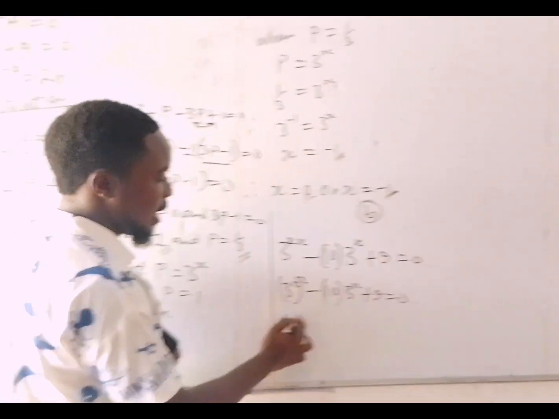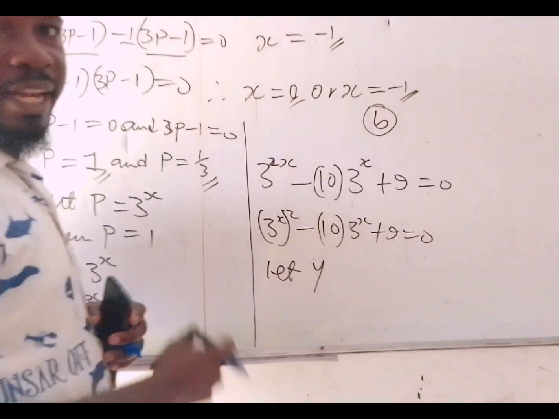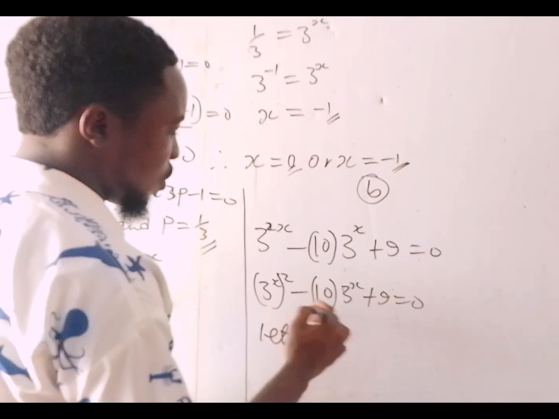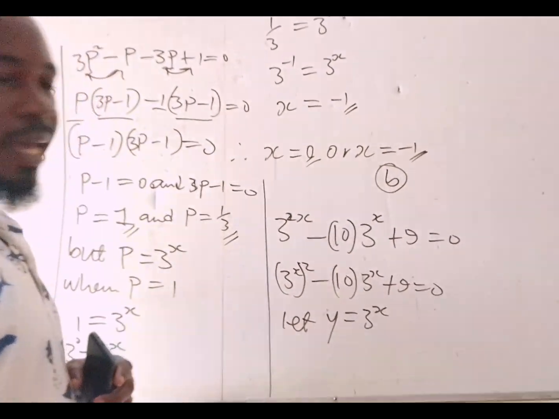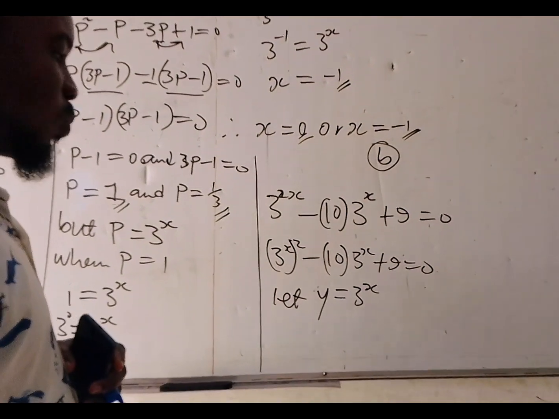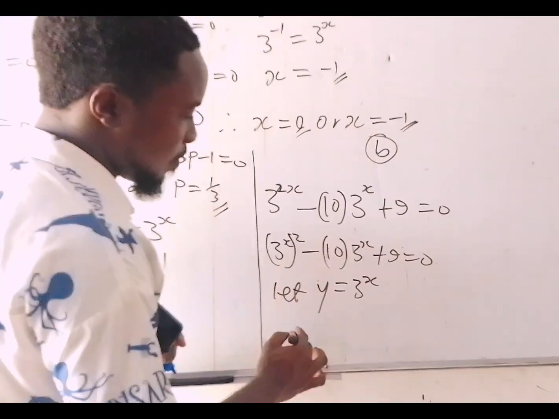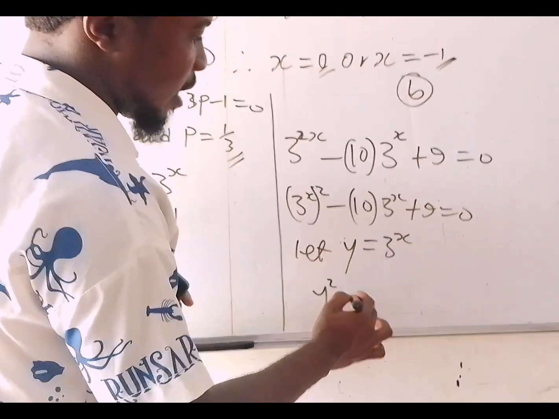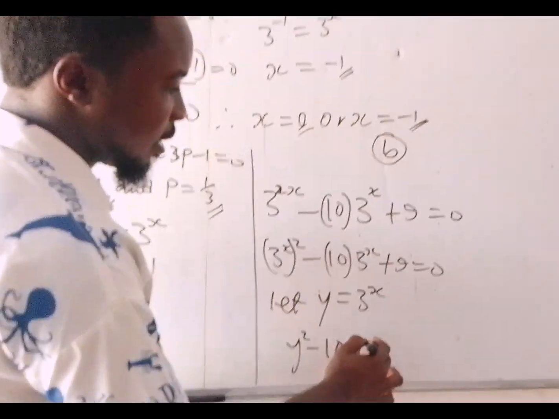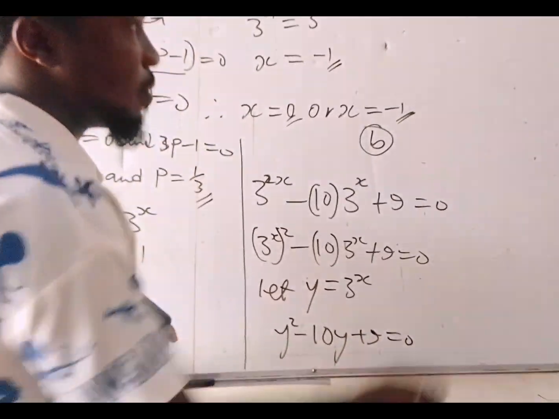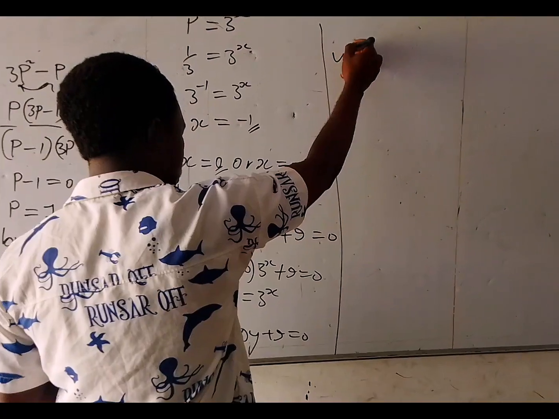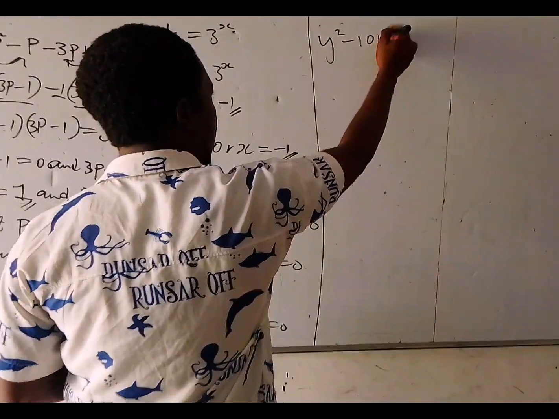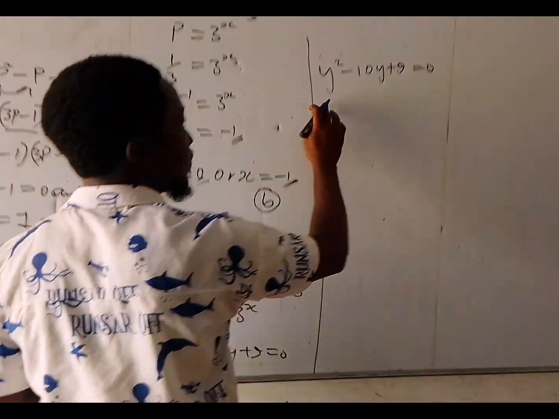So let's use y now instead of p. Let y equal to 3 raised to power x. So let's substitute here. Anywhere we see 3 raised to power x, we replace it with a y. So this is y raised to power 2 minus 10y plus 9 equal to 0. So please, I'll be fast on this one because we've had an example like this before.